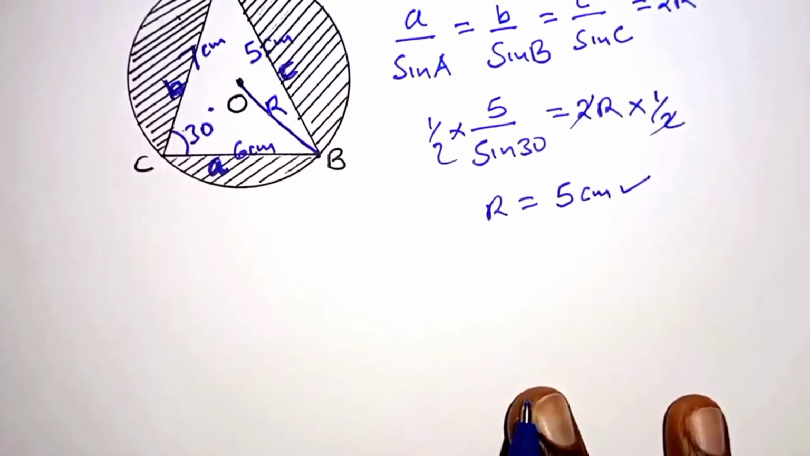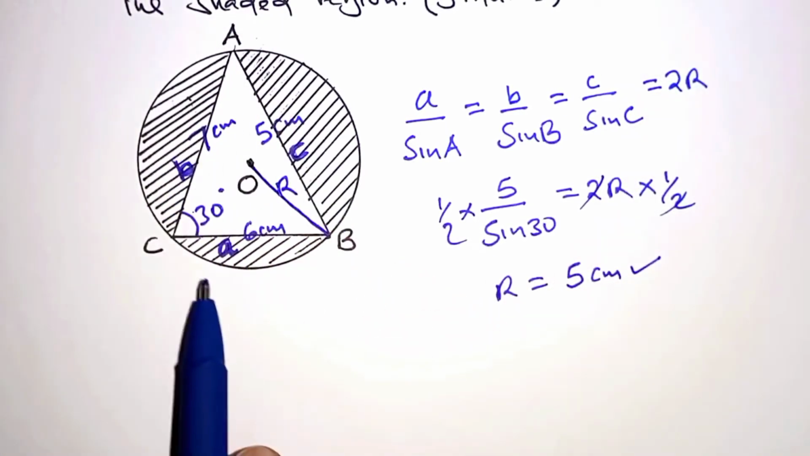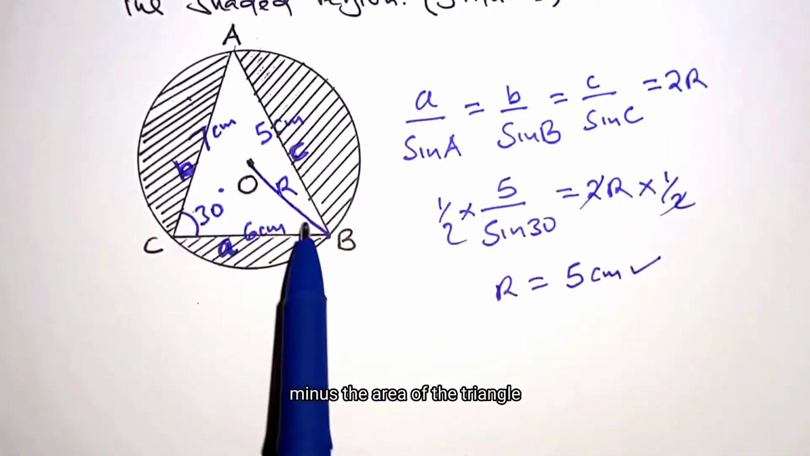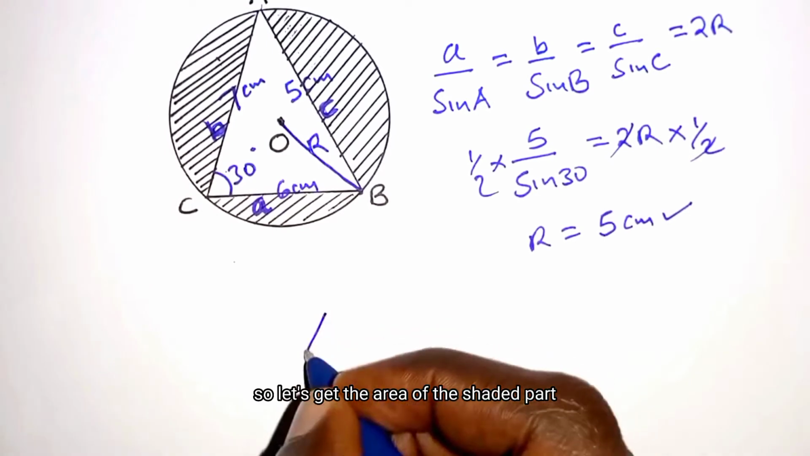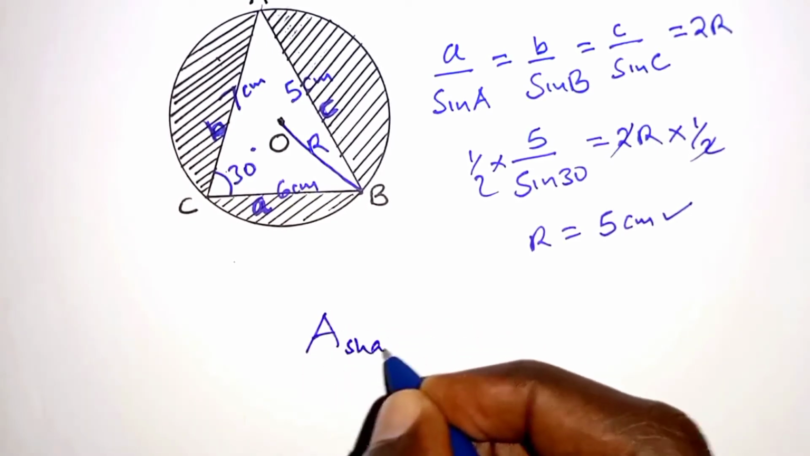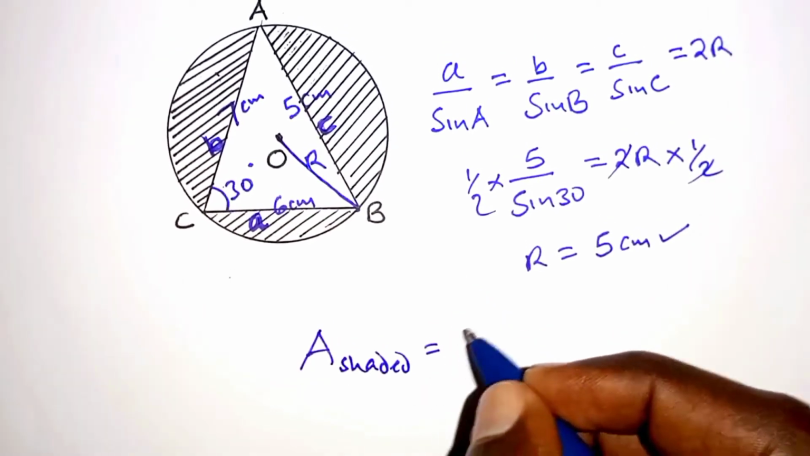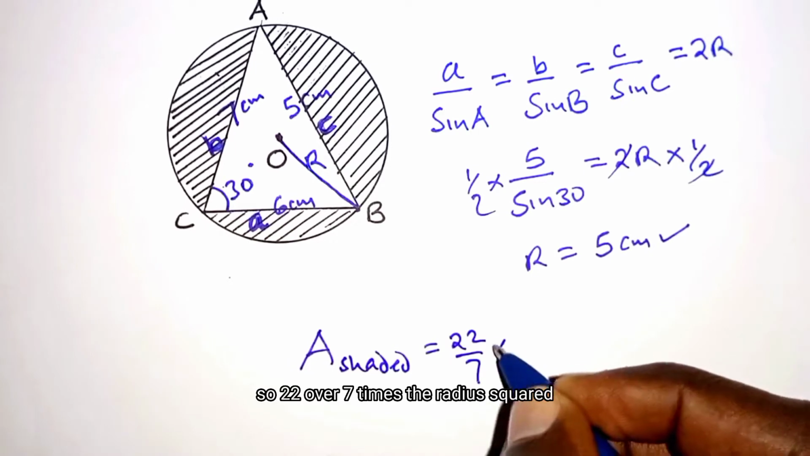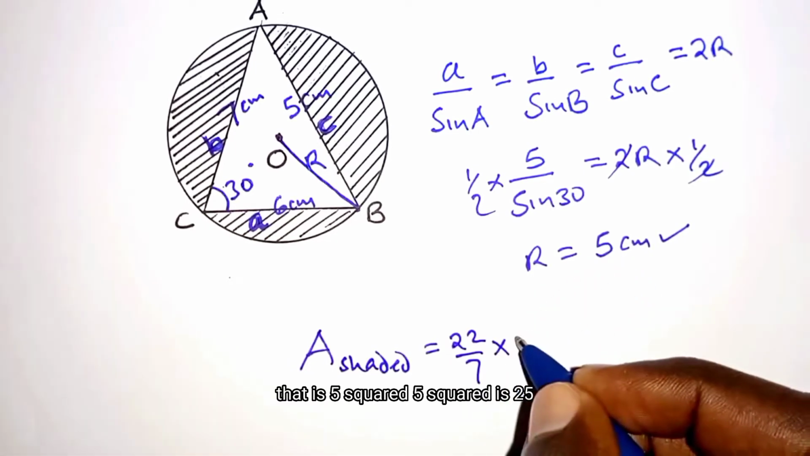With that radius, we can therefore get the area of the shaded part, which is obtained as the area of the entire circle minus the area of the triangle. So let's get the area of the shaded part. We take the area of the entire circle, which is given as pi r squared, so 22 over 7 times the radius squared, that is 5 squared. 5 squared is 25.